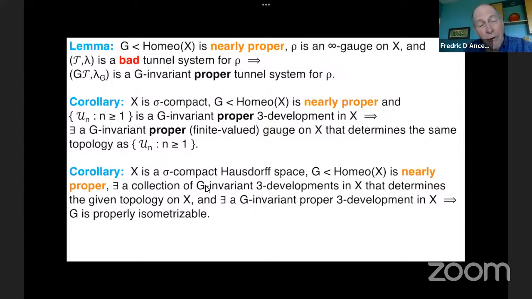So at this point, I'm almost done, except I have to know how to create G invariant developments. If I can do that, and I can get a single proper G invariant development, then this corollary is telling me I can properly isometrize the group. I can create a set of proper gauges that form a gauge structure. They determine the given topology, and they make all the elements of the group isometries.